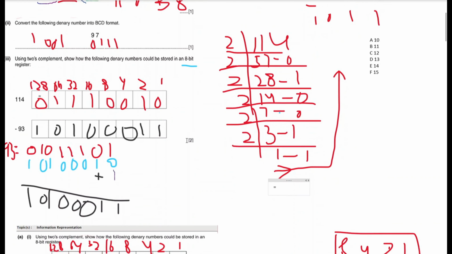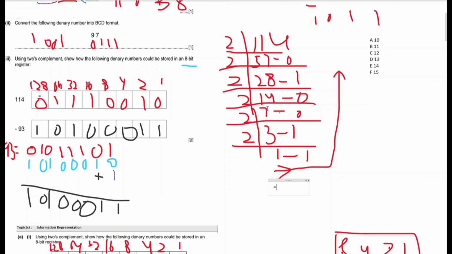Now the next number is minus 93. Now this is very important. You need to write the answer for negative 93, not for positive 93. So what you have to do, just for a moment, ignore the negative sign and first consider only 93, the positive 93, and you need to write down the answer in binary code.